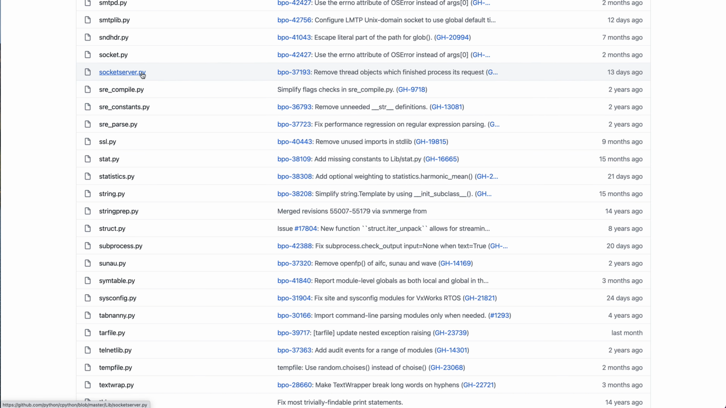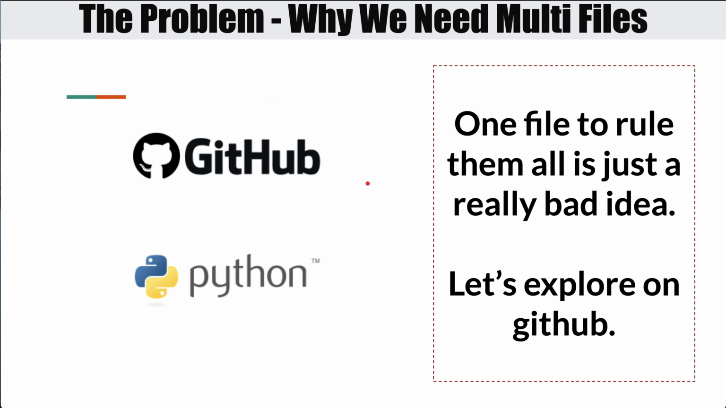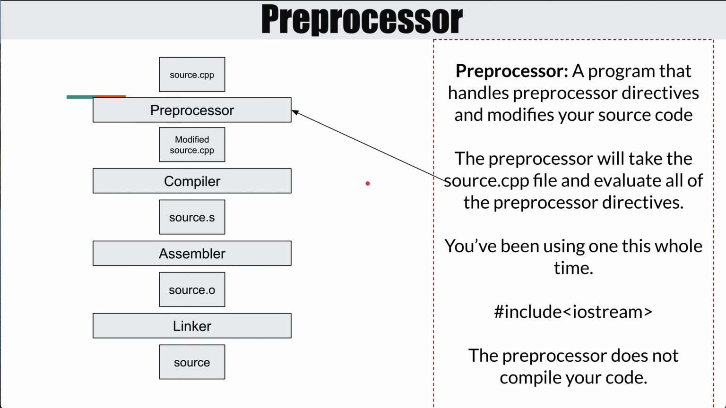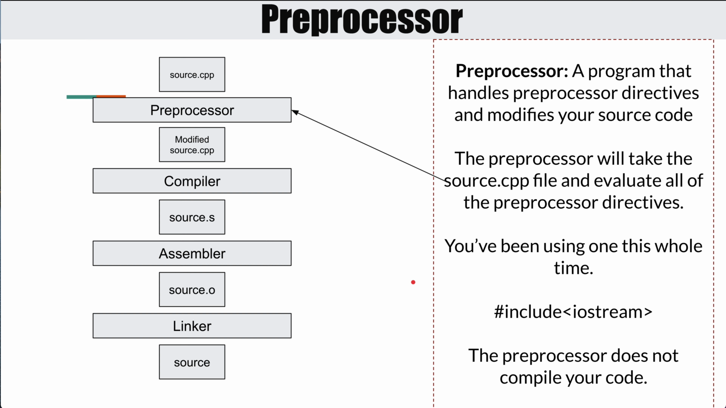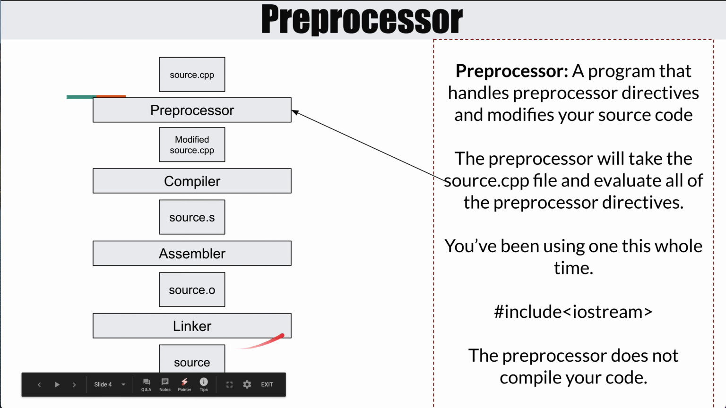You need multiple files, but we have to work out how to get the compiler to recognize those multiple files. So let's jump back here to our presentation, and let's first talk about what the preprocessor is. So the preprocessor is a program that handles preprocessor directives and modifies your source code, okay? Now, you may not realize this, but if you're using something like REPL.it, or you're watching me compile the program with G++, all of this is happening every single time I do that. Okay, and we're going to walk through this.